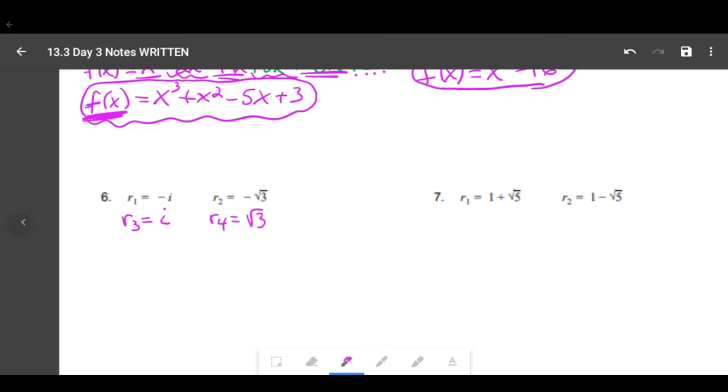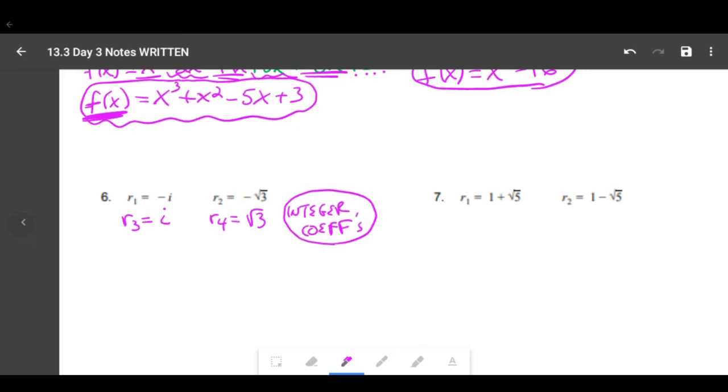Okay, so if I want to find integer coefficients, I can't just have a negative i as a root. I also have to have its partner, positive i. Same thing with negative square root of 3. I also need positive square root of 3. So this is what I'm going to use if it asks me for integer coefficients. I have a feeling this is what this problem was trying to ask.